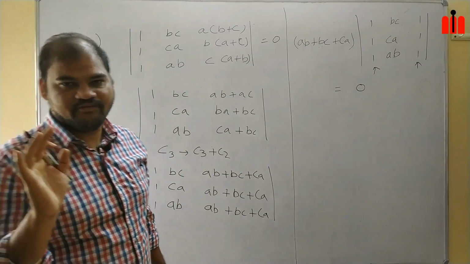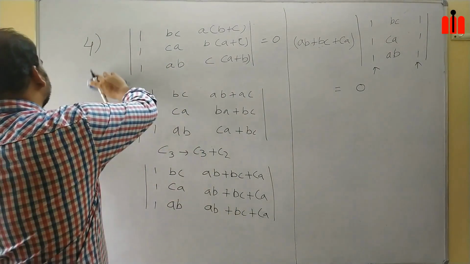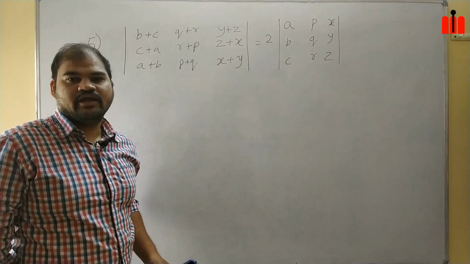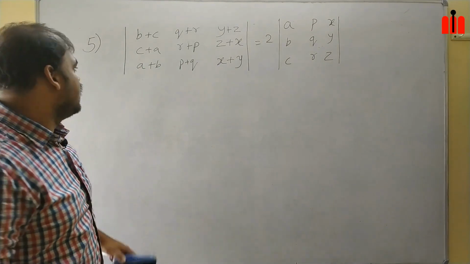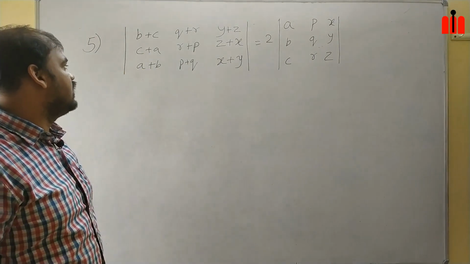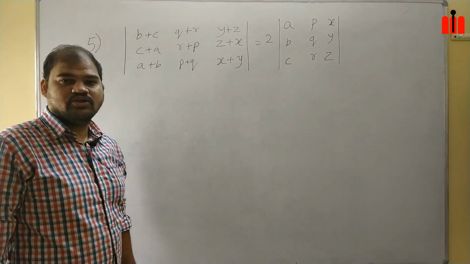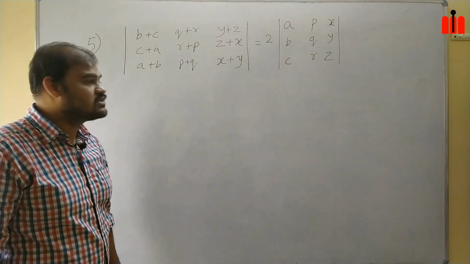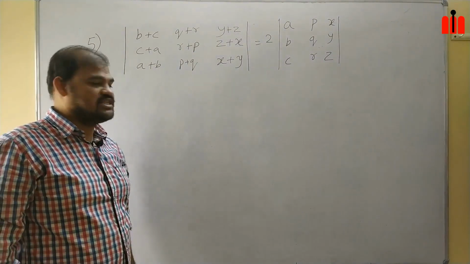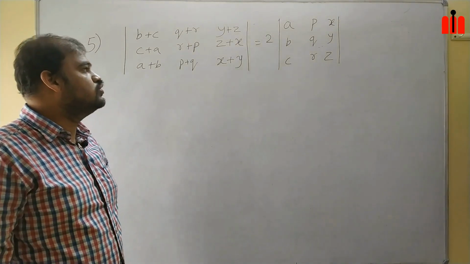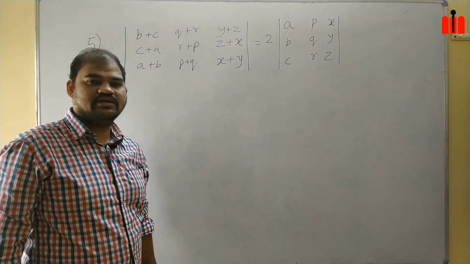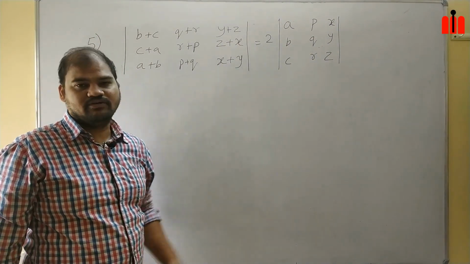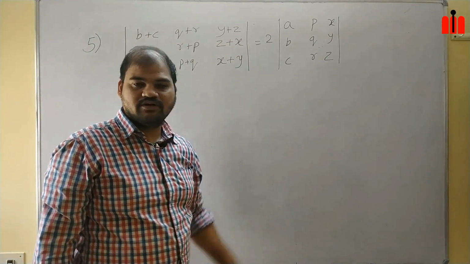Let's move on to problem number 5. In problem number 5, it is the determinant of B plus C, Q plus R, Y plus Z; C plus A, R plus P, Z plus X; A plus B, P plus Q, X plus Y, equal to 2 times the determinant of A P X, B Q Y and C R Z. So we have to prove that this LHS will be equal to RHS.